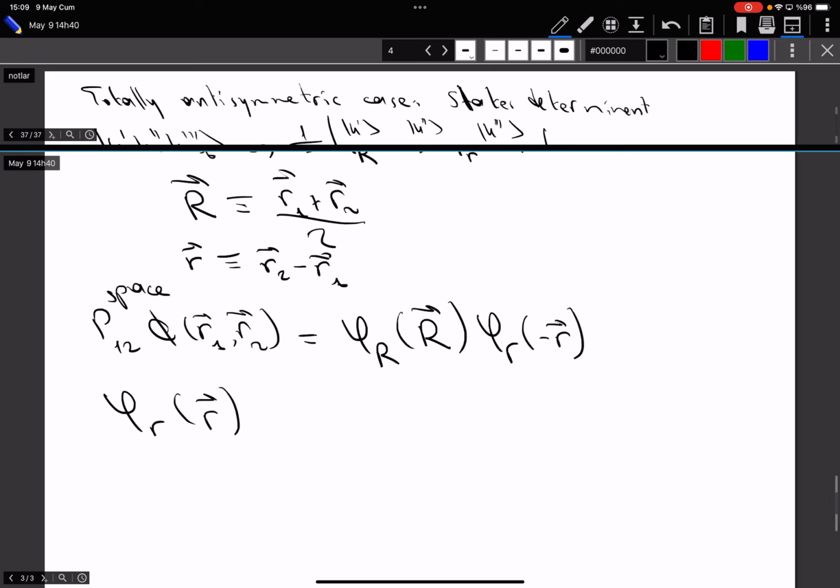Now, let's remember a bit of quantum mechanics from undergraduate. If you have, let's say, a spherically symmetric potential, you can separate your wave functions in terms of spherical harmonics and the radial parts.